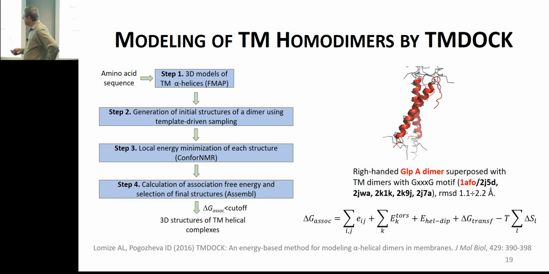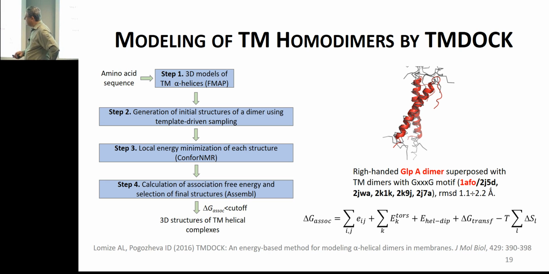But then we need to calculate the structure of the dimers, for example, homo or heterodimers within the lipid environment, when both alpha helices are situated within the membrane and then they interact and associate. In that case, we developed this more complicated 10doc program, which uses an amino acid sequence as input. Then HealthMap, the previous program, generates models of linear alpha helices, and then different initial structures of the dimer are generated using some kind of template-driven sampling or threading procedure, which includes local energy minimization in the space of torsion angles using my program Conform NMR, which I developed many years ago.